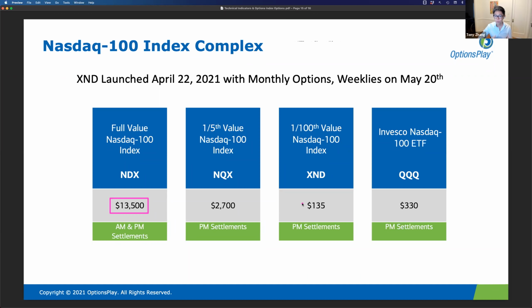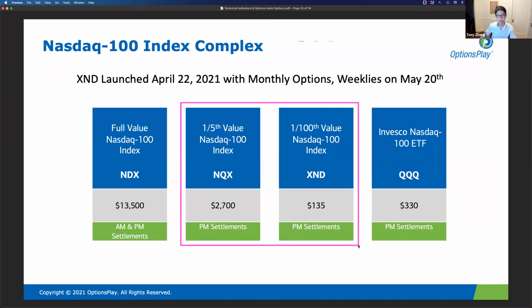So if you have a smaller account, you might want to look at XND, which is 1/100th of the NDX, so a $13,500 contract. And if you're trading spreads on these, you can minimize your risk down to just a few $100s per contract. So for those of you that are maybe new to index options, or if you're trading index options and this presentation gave you some different ideas or strategies that you might want to deploy, make sure that you select the index product that suits your portfolio, because the NDX may be too large. You might want to look at NQX or XND depending on your portfolio size.